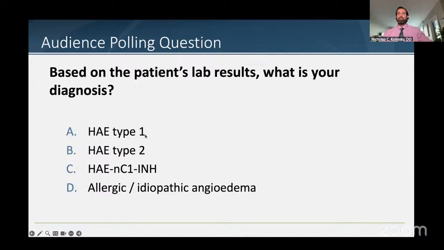So based on the lab results, what is your diagnosis? HAE type 1, type 2, type 3, or HAE with normal C1 inhibitor, or allergic or idiopathic angioedema? I'm going to give it a few more seconds.